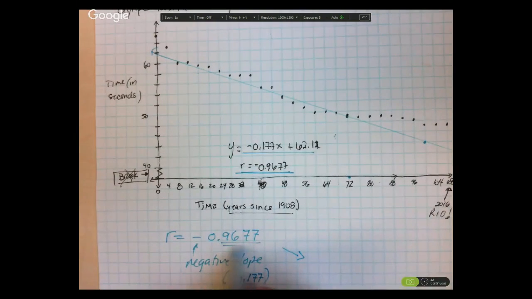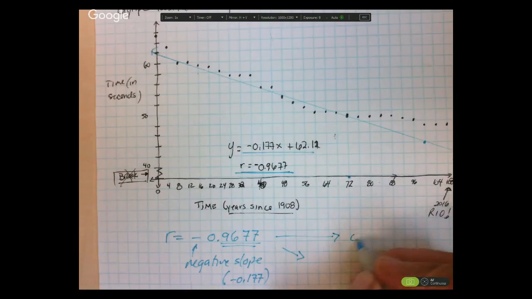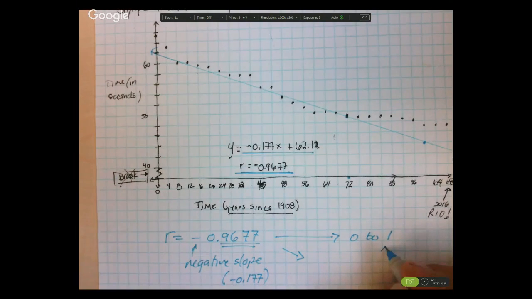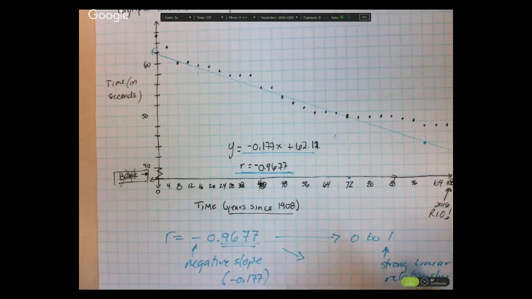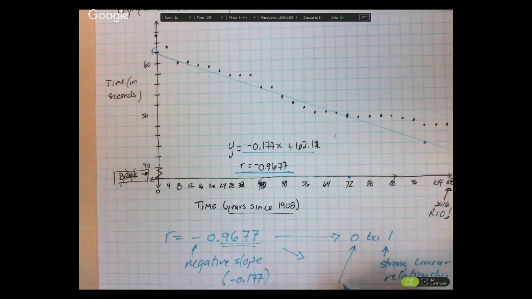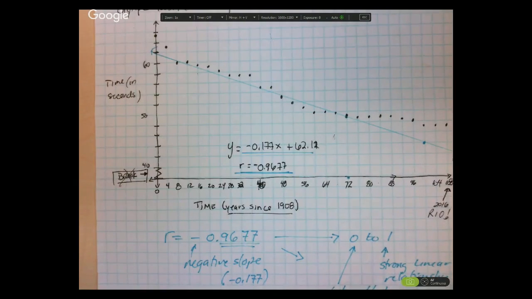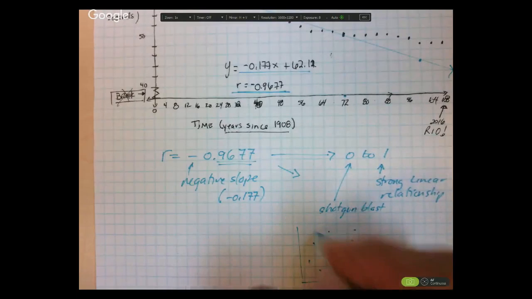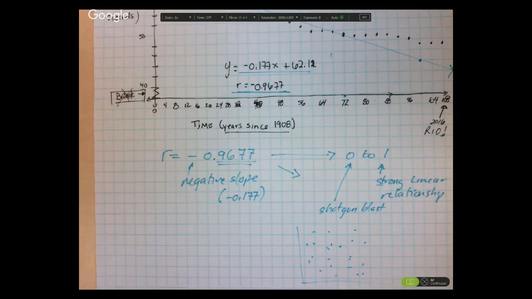This number can go from 0 to 1. Notice it can be negative 1 as well. Close to 1 means it's a very strong linear relationship. Okay, it follows the line. Right? 0, this is your shotgun blast. So the data would literally show no correlation whatsoever. It's just all over the place.